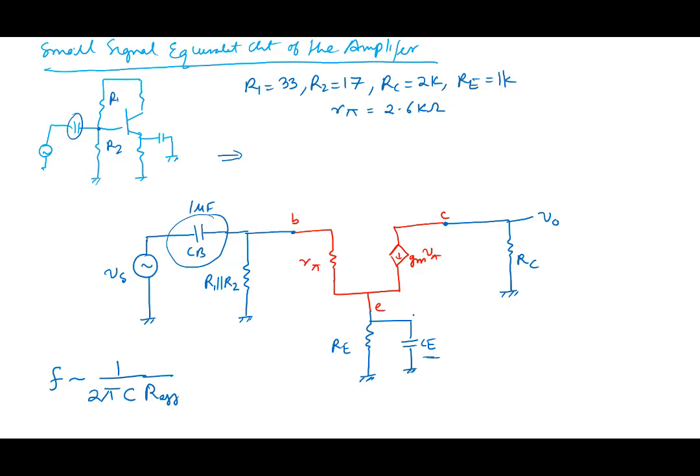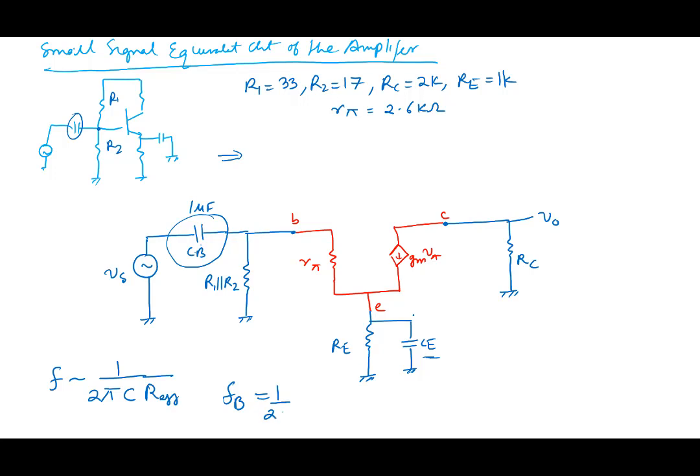So why don't you do one thing? Say this is causing the lower cutoff frequency and you assume CE to be short. We call this FB because it is there. So FB is going to be 1 over 2 pi CB. And what is the effective resistance seen by CB, with CE considered as short? Note that CE is short. So effective resistance seen by CB?